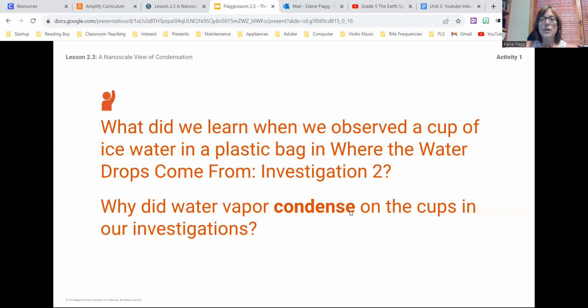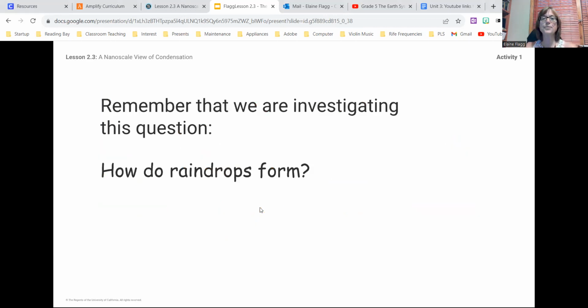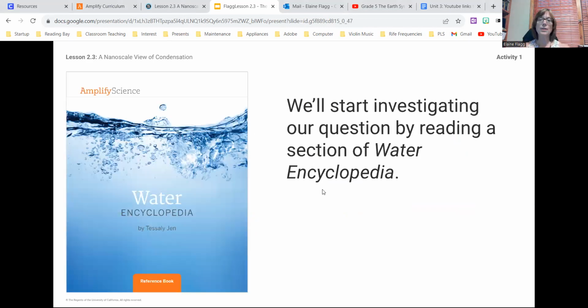Why did the water vapor condense on the cups in our investigation? We found out that the air temperature was warmer than the cold cup, and so that's what forced it to turn from water vapor to liquid water. So we are still investigating this question: how do raindrops form? And we're going to be taking a look at our water encyclopedia today.